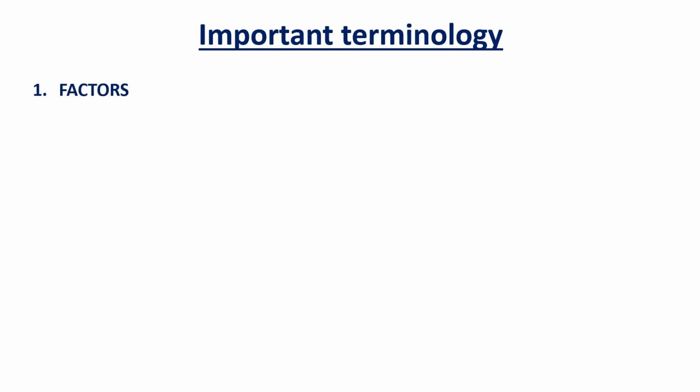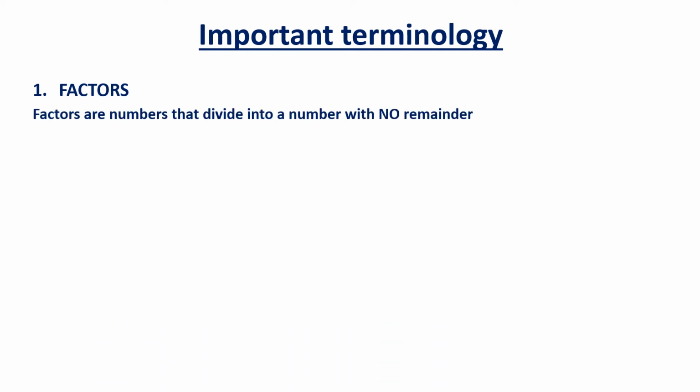First one is factors. We have touched on it in class before, but now we're going to go into a bit more detail. A factor or factors are numbers that divide into a number with no remainder. For example, we say the factors of 12, please note we write a capital F. We usually write the 12 slightly smaller and then a colon. Factors of 12 are 1, 2, 3, 4, 6, and 12. How do we check this? Can all of those numbers divide into 12 without a remainder?